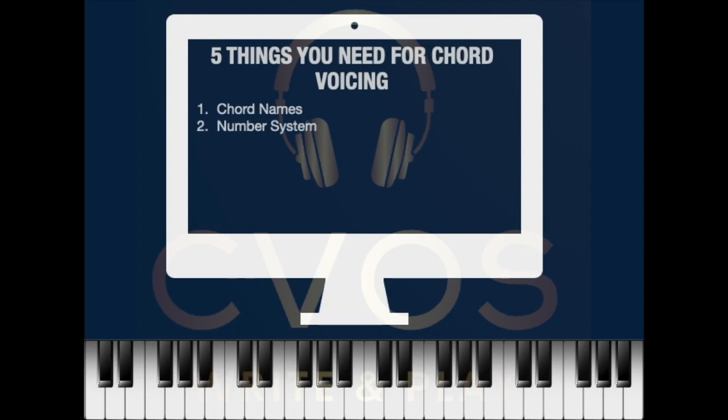Number 2 is the number system. I keep on saying this. If you really want to be good at chord voicing, you have to get rid of tonic sol-fa when it comes to chord voicing, okay? Number system simply means translating the chord into numbers. For example, a minor triad is the 1, the flat 3, and the 5. A sus2 is the 1, the 2, and the 5. So it's as simple as that.